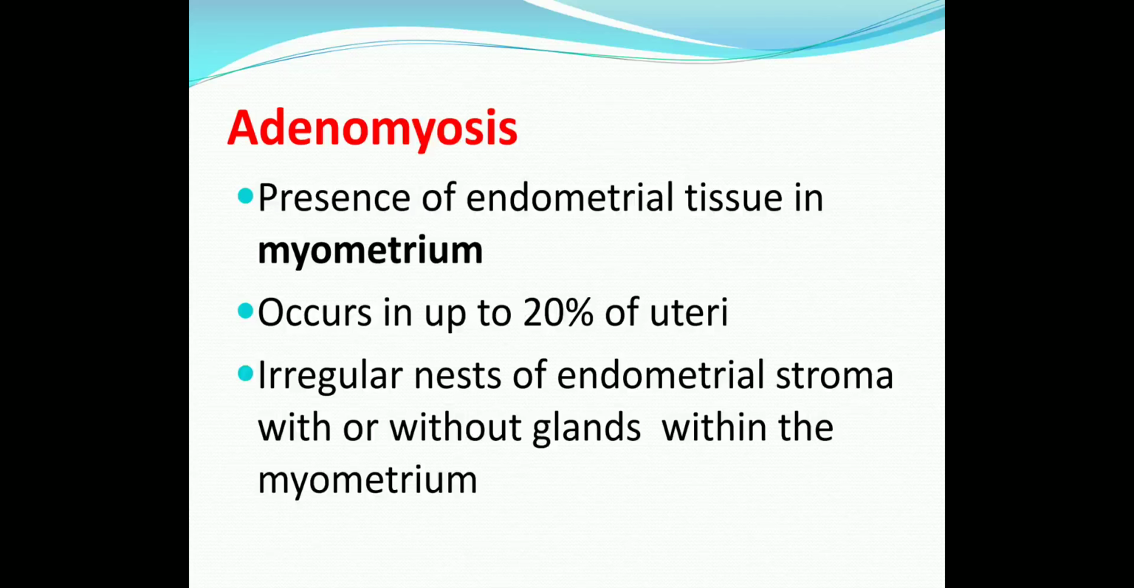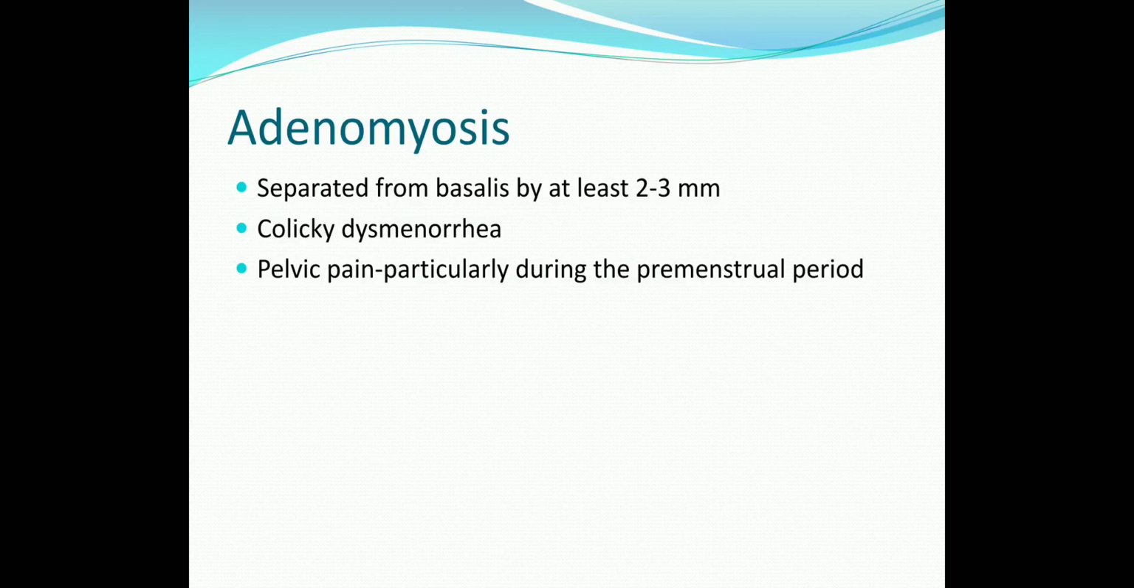But what's the difference between adenomyosis and endometriosis? This adenomyotic focus of endometrial glands should be separated from the basalis by at least 2 to 3 millimeter. What do you mean by that? There is a border between the endometrium and the myometrium. From that border downwards, it should be separated by 2 to 3 millimeter. Only if that space is there between the endometrium and the adenomyotic foci will you call it adenomyosis.